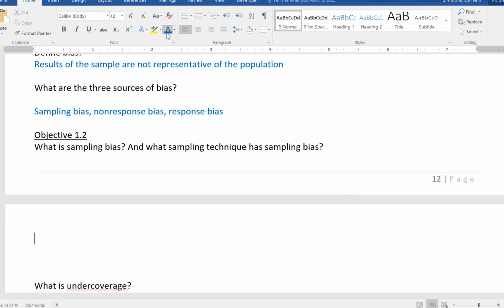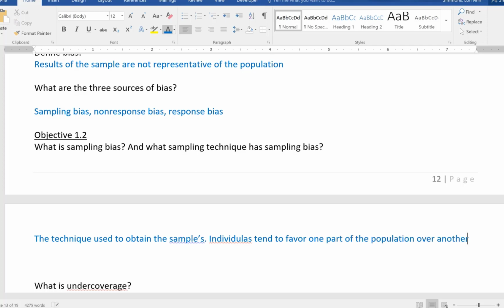So first, sampling bias is when the technique used to obtain the sample's individuals tends to favor one part of the population over another.